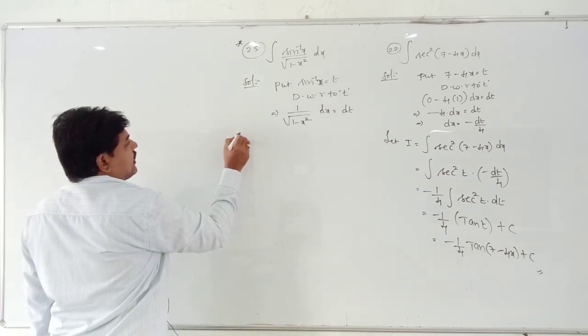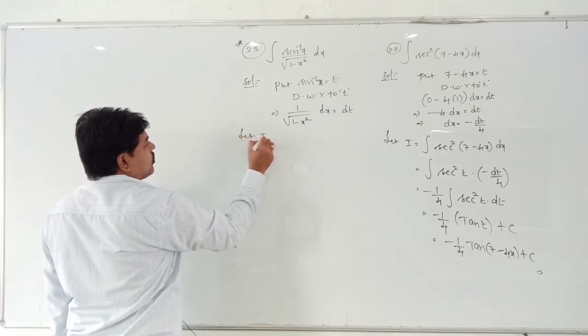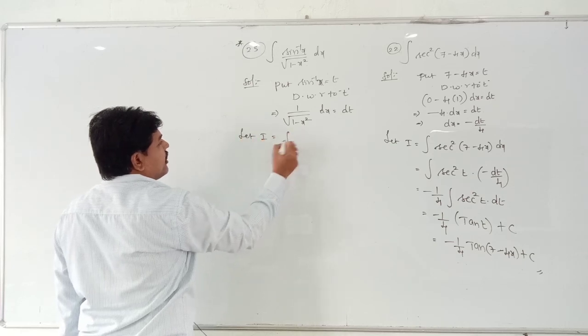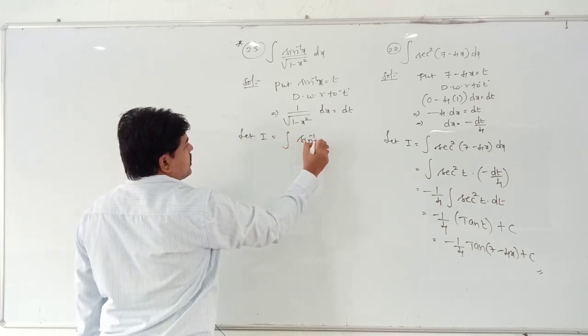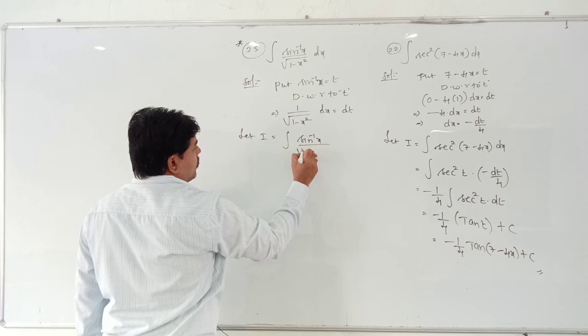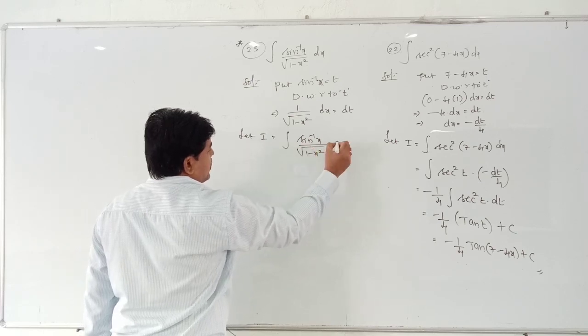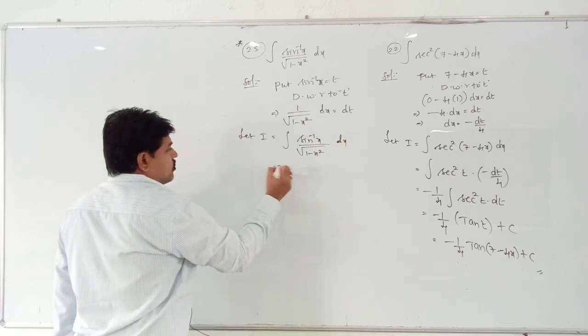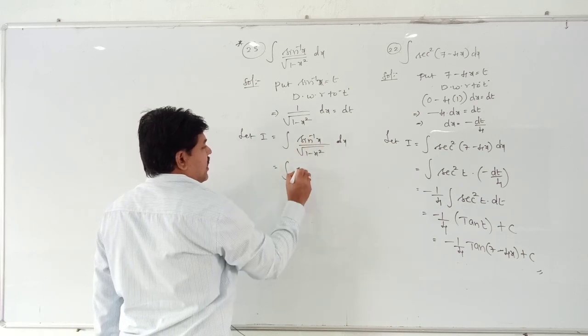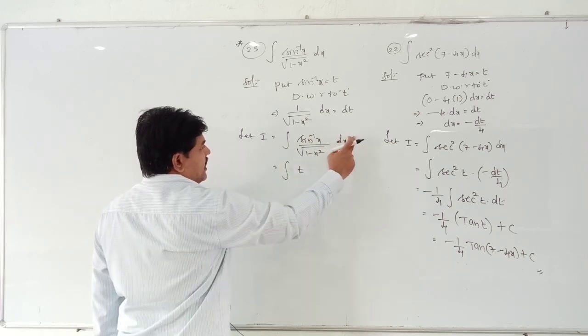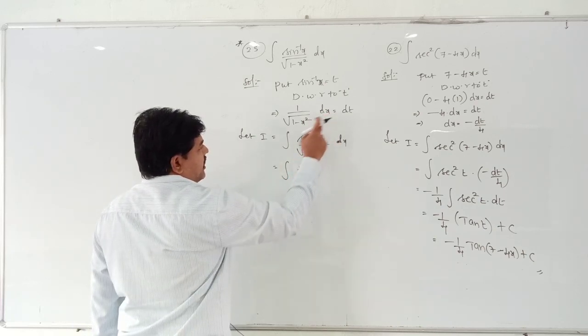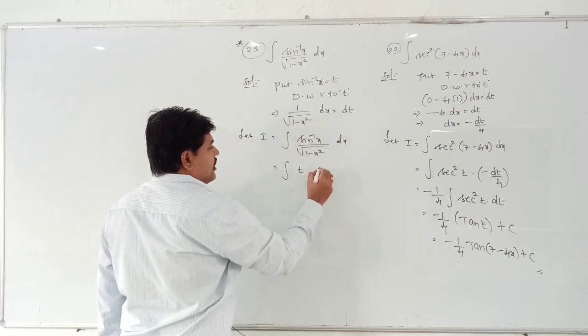So take the problem. Let I is equal to integral of sin inverse of x by root of 1 minus x square into dx. So that is equal to integral of sin inverse x, whose value is t, and dx by root of 1 minus x square, whose value is dt.